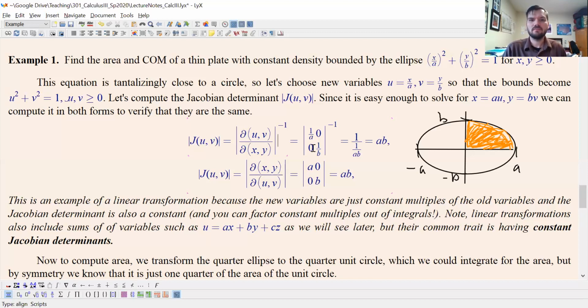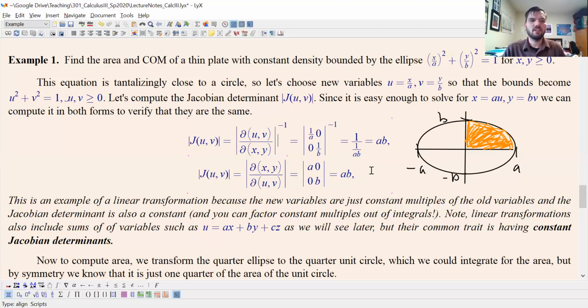Similarly, taking the x and y partials of u and v, the u partial of x is a, the v partial of x is 0, the u partial of y is 0, and the v partial of y is b. Very nice. And we can compute out the results, getting a times b in each case.